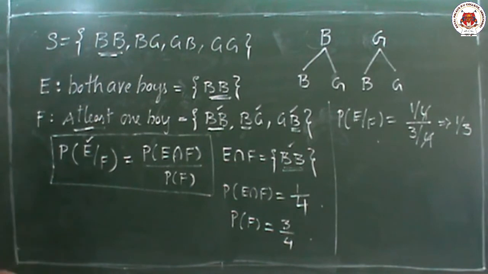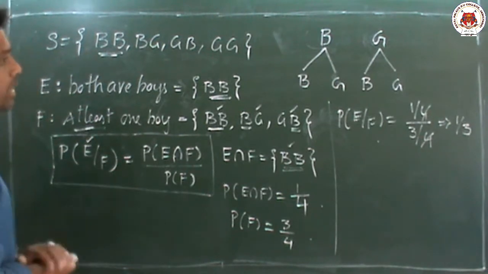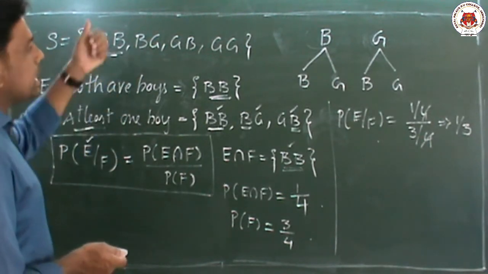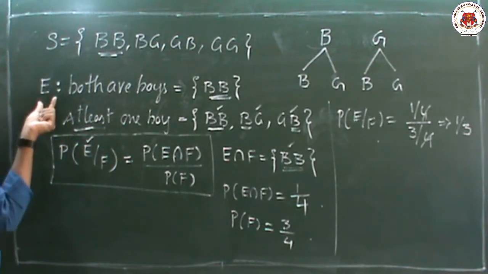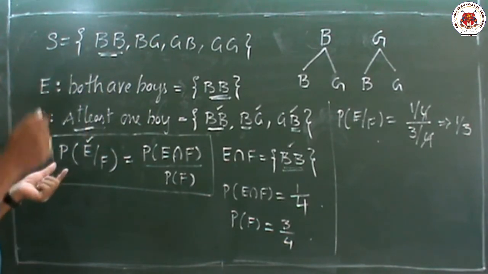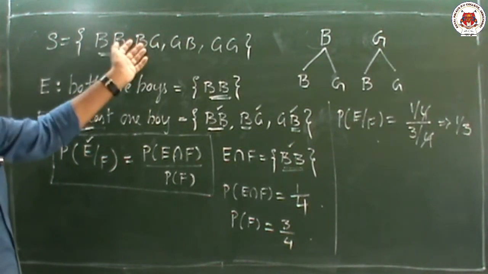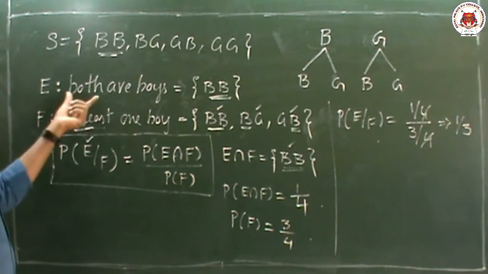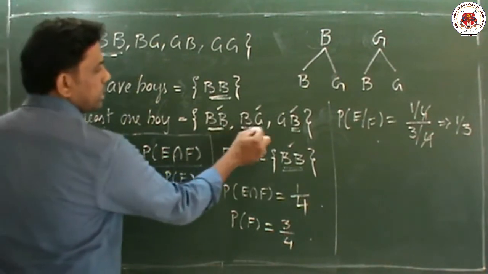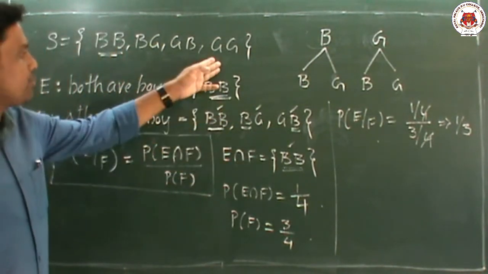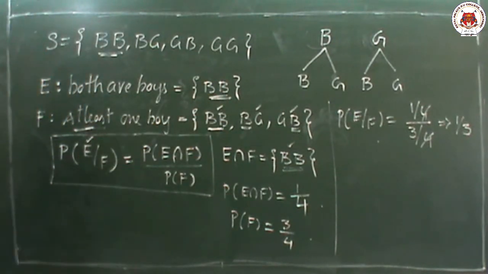My dear students, like this we have to identify. In this question, first we have to identify what is E and what is F. How to identify? E is what the question asks us to find out. F is what is given, clearly mentioned in the question. So two children means either two boys or two girls or boy-girl, girl-boy, anything. Both are boys means two boys. At least one boy means one boy or two boys. E intersection F means both are common, so BB is the common. In this method, we will find this.